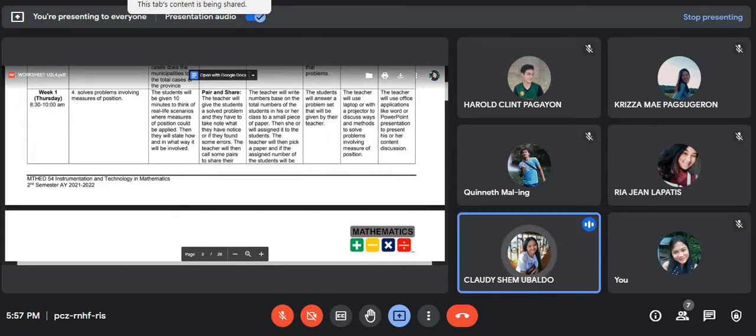Problems involving measures of position. In contextualization, the students will be given 10 minutes to think of real life scenarios where measures of position could be applied. Then they will state how and in what way they will be involved.